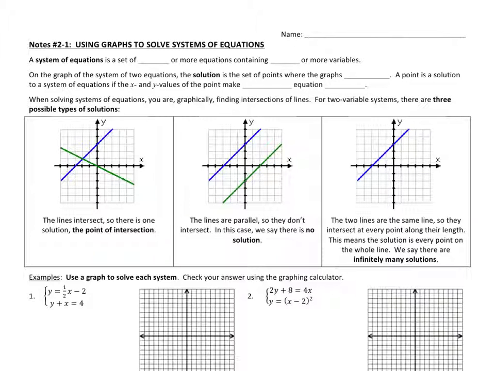This is Notes 2-1, using graphs to solve systems of equations. A system of equations is a set of two or more equations containing two or more variables. On the graph of the system of two equations, the solution is the set of points where the graphs intersect.